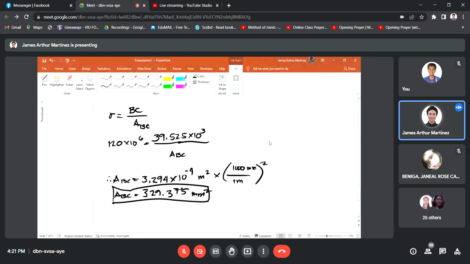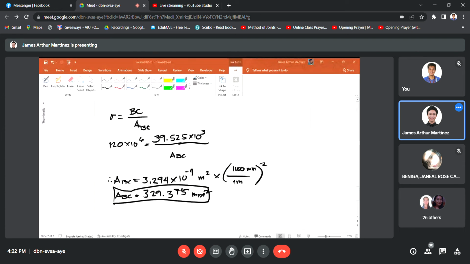Okay. So, muna to ang final answer for situation number two. Therefore, the required cross-sectional area for member BC is 329.375 millimeters squared. Okay, so questions so far or clarifications? Nasabtan class? Or asa ka part naglibog?